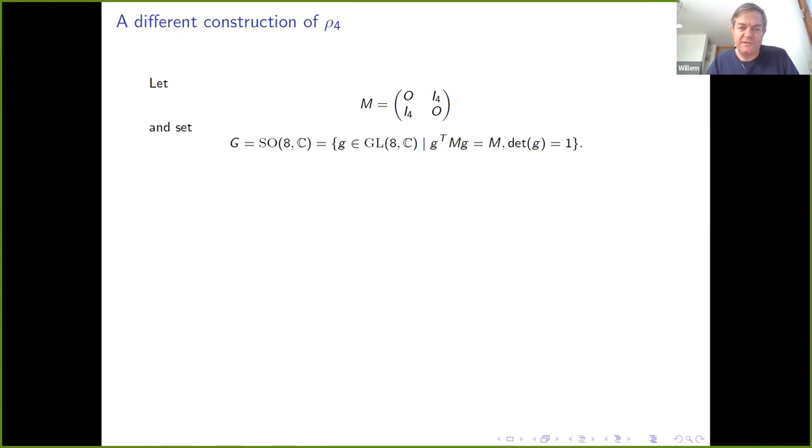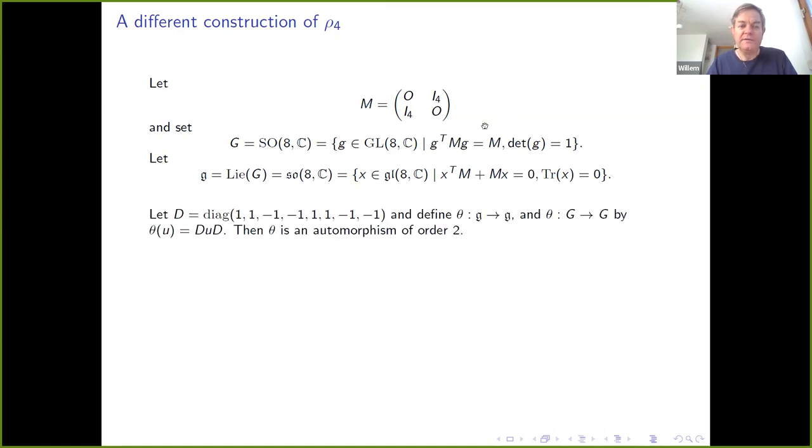Okay. And this is an algebraic group, and we take its Lie algebra, SO8C. This is a simple Lie algebra of type D4. And now we take a matrix D, which is a diagonal matrix, explicitly given like this. It's not difficult to see that conjugation by D leaves invariant the group and the Lie algebra. Since the inverse of D is D itself, conjugation is just D times U times D. And so we get a map from the Lie algebra to itself and the group to itself. And since this is conjugation, this is actually an automorphism of order 2.